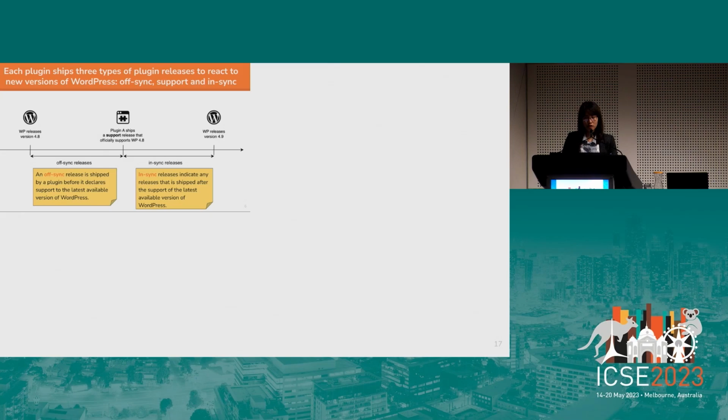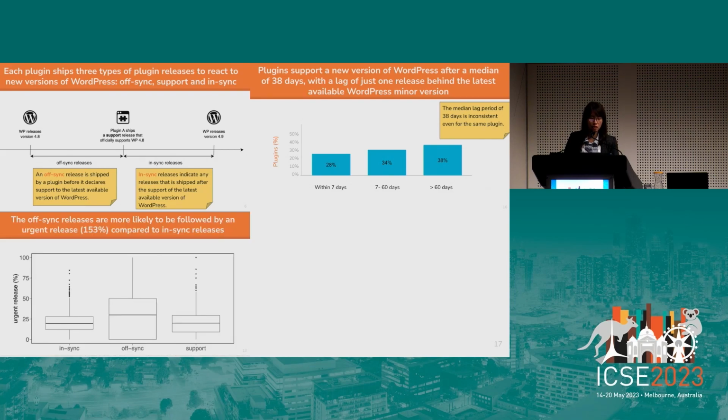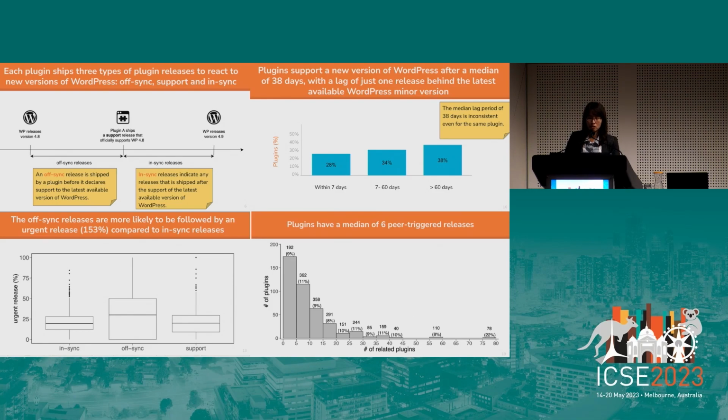So in conclusion, we studied how plugins react to a new version of WordPress, and we found plugins support a new version in a median of 38 days. And the off-sync releases are actually riskier than the others. And peer-triggered releases do exist, although developers didn't expect that.